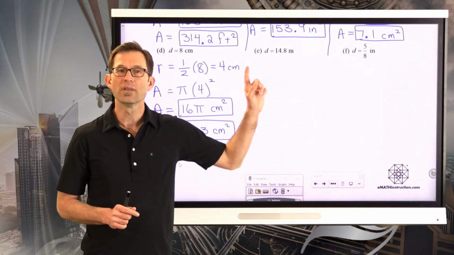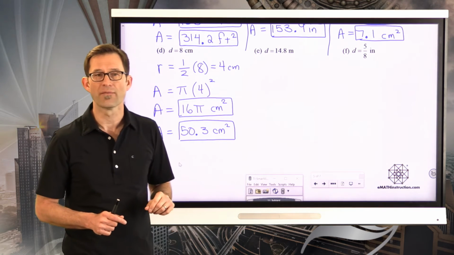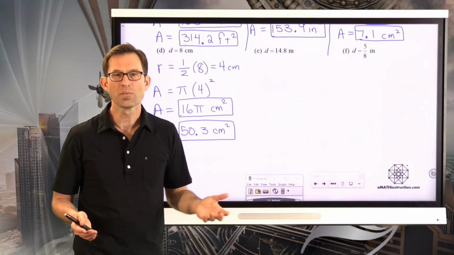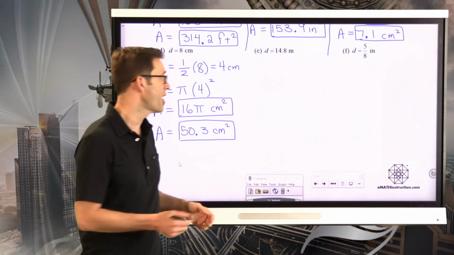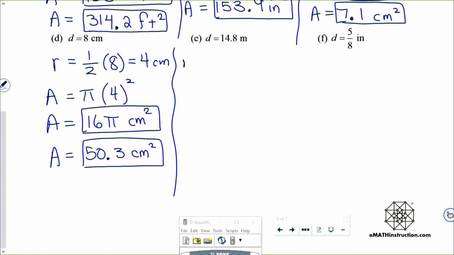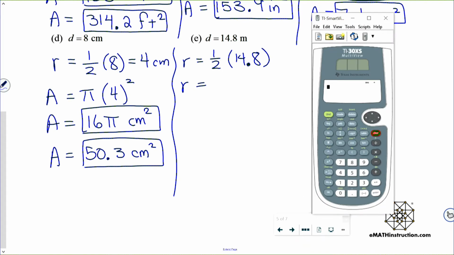All right, I imagine that you probably found E easier than F, just because with fractions, you know, decimals aren't great, but they're not terrible to deal with. In fact, the radius here is going to be 1/2 times 14.8, or 14.8 divided by 2. So the radius ends up being 7.4. You can do that in your head. Awesome. So now the area is going to be pi times 7.4 squared.